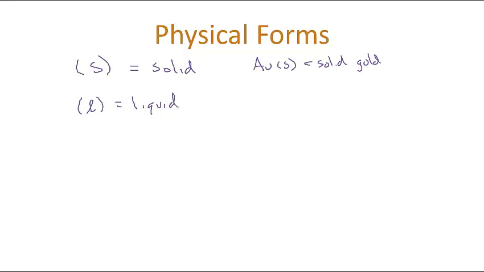Now, there are 4 physical forms. A lot of students ask about things like plasmas, because now we have plasma TVs and everything. We're really going to focus mainly on 4 phases of matter. So S is a solid. So an example of this would be solid gold. L is a liquid. So this would be something like this, which is water. G is a gas. So what we breathe, well, we breathe in a lot of different things, but what we need for life is oxygen gas.